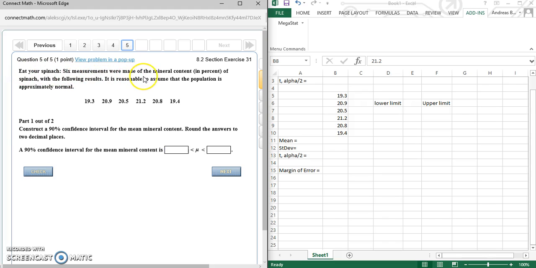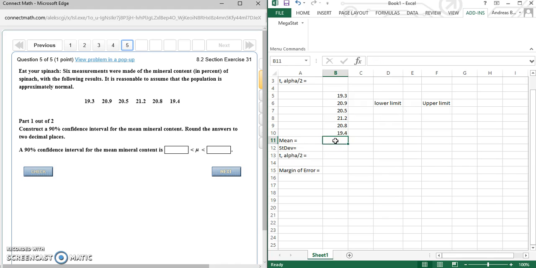Six measurements were made of the mineral content in percent of spinach with the following results. It is reasonable to assume that the population is approximately normal. So here's our data. We have 6 of them. Construct a 90% confidence interval for the mean mineral content. Round the answers to 2 decimal places.